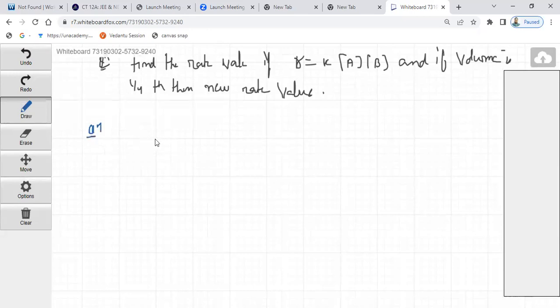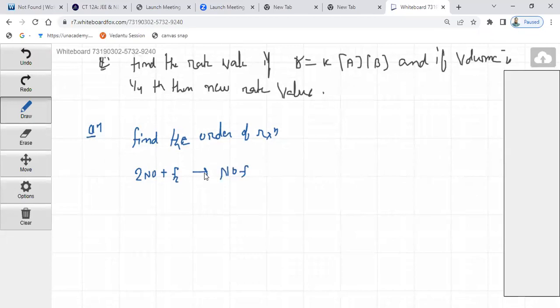find the order of the chemical reaction. Find the order of the reaction. The reaction I am giving you is 2 NO plus F2 gives 2 NOF.